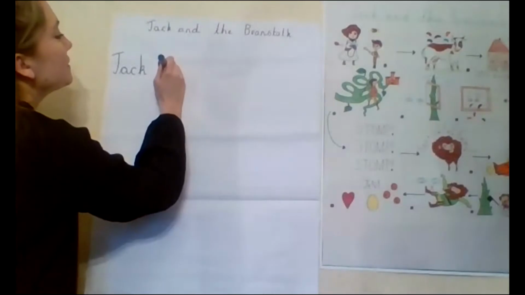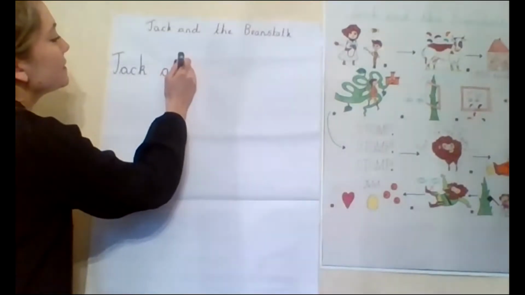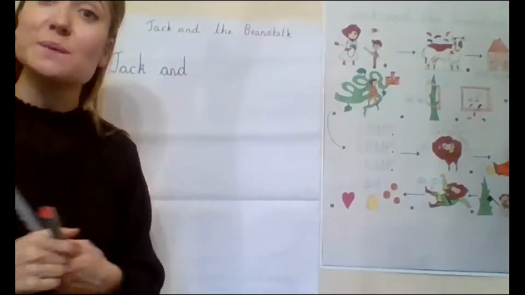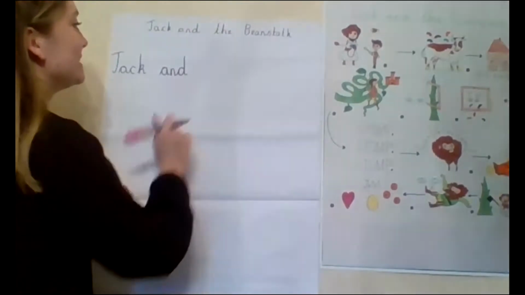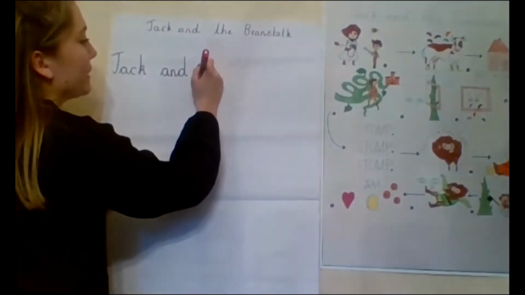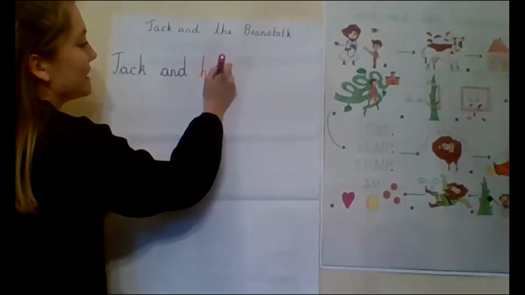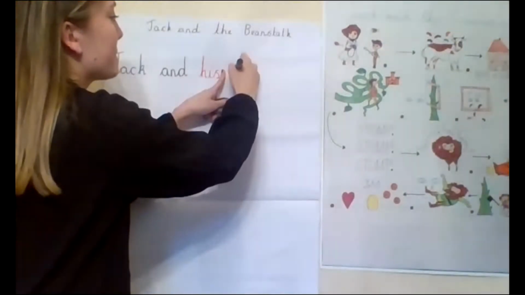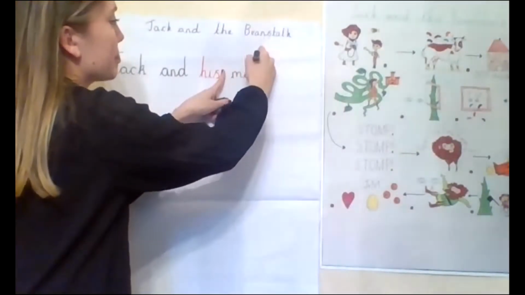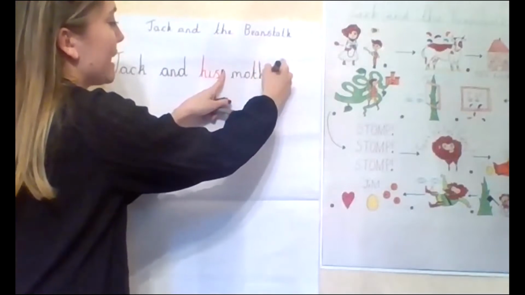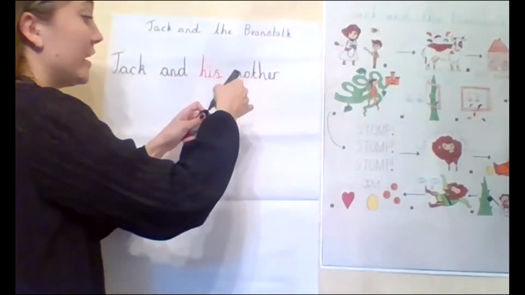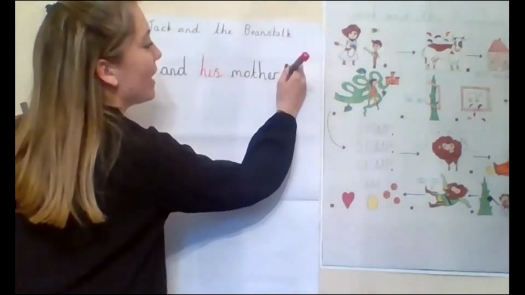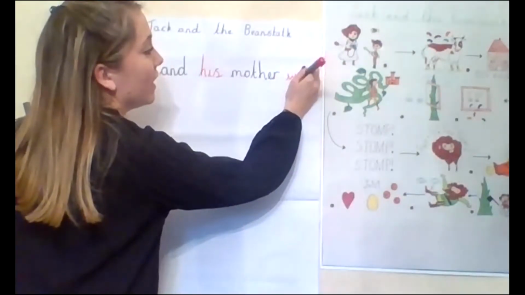Jack and his. Now, his was one of those words we were talking about, wasn't it? We practiced his. A tricky red word. Jack and his mother. So I'm going to use my finger space. Jack and his mother were. That was another tricky red word we were talking about, and it's spelled W-E-R-E. Were.